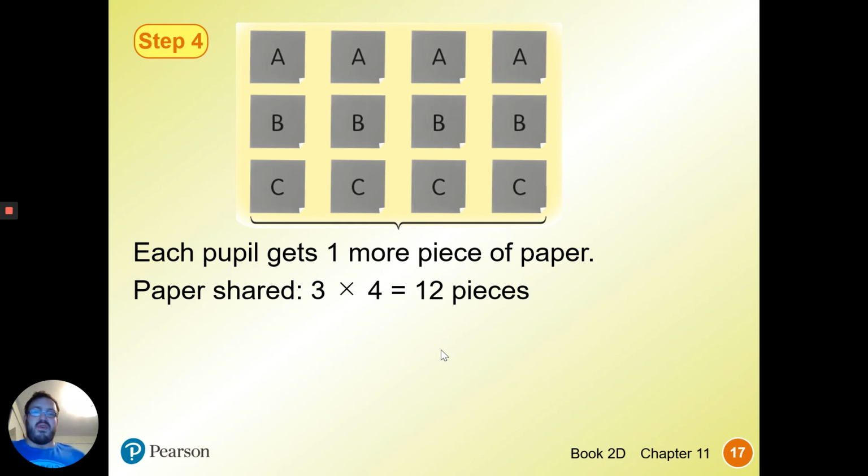Then if we reverse this question, I said that division is similar to multiplication. We can actually use this to find the answer to our division. So if 3 times 4 is 12, we take this product, this whole amount, write it as 12, and then divide it by 3, so our answer will be 4. These two numbers reverse: if I was doing 12 divided by 4, then my answer would be 3. Each pupil gets 4 pieces of paper.